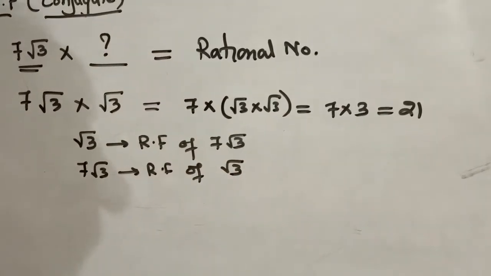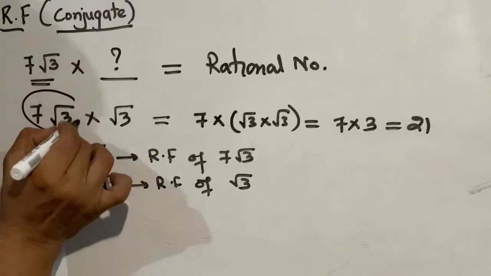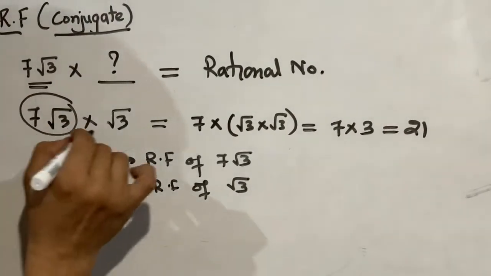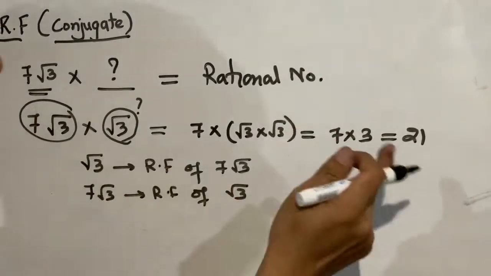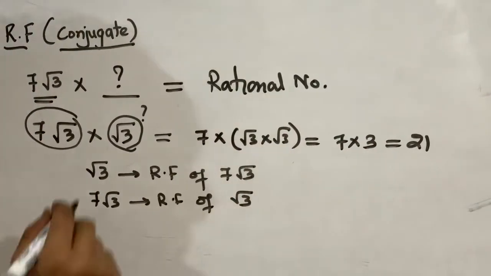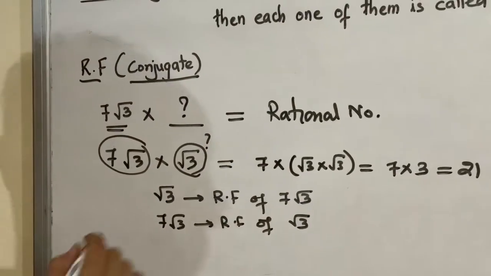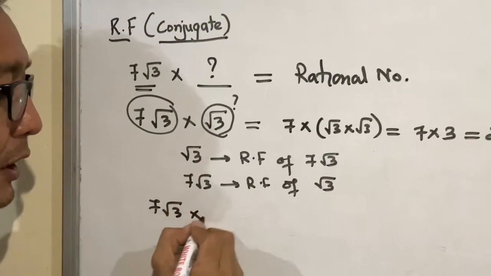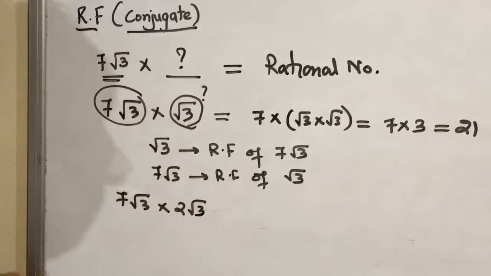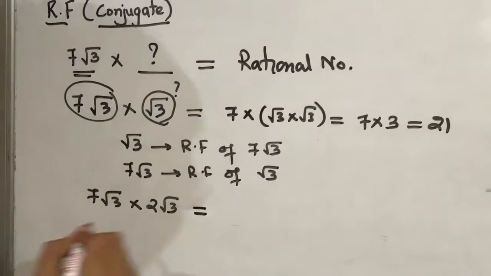The rationalizing factor, the rational number, is root 3, the reverse. Let's take a little example. For 7 root 3, I am going to multiply by 2 root 3.